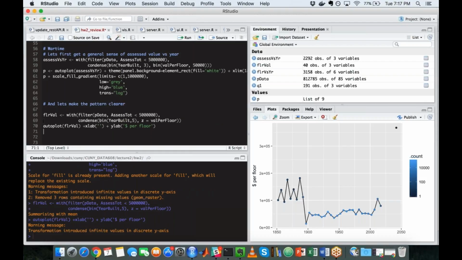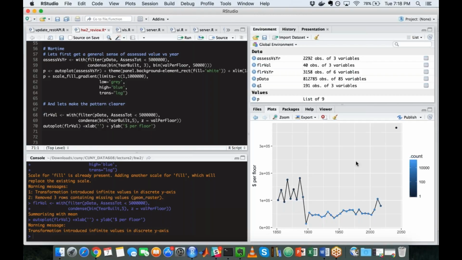And so what this is giving us is a lot of information. With this color scale, we're looking at the count, so we're getting a bit of an idea of how many buildings were built in these time periods. Fewer buildings were built here, more were built in the 40s, 50s, pretty much the patterns that we've seen before.